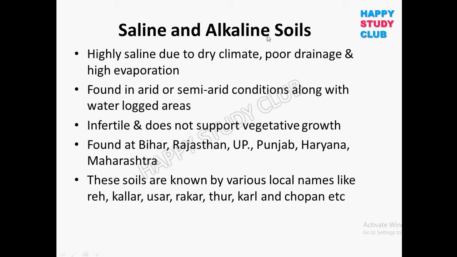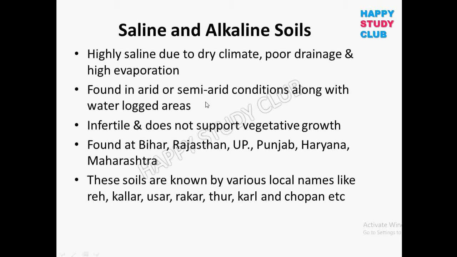Next is saline and alkaline soil. Saline and alkaline soils are highly saline due to dry climate, poor drainage and high evaporation. They are found in arid or semi-arid conditions, along with waterlogged areas. Waterlogged means the areas which are flood prone. These are the areas where we can find saline and alkaline soil.